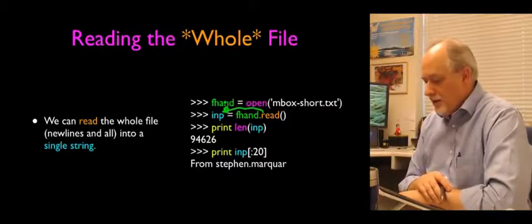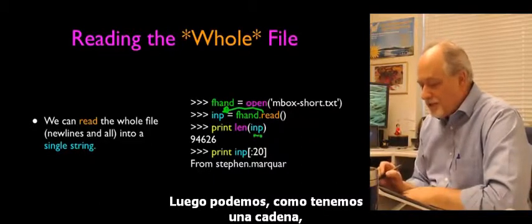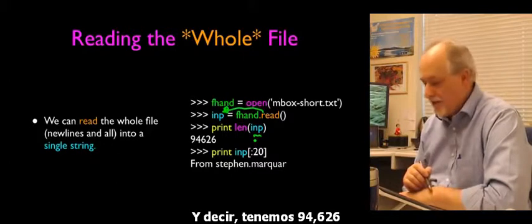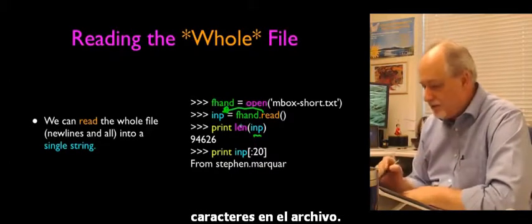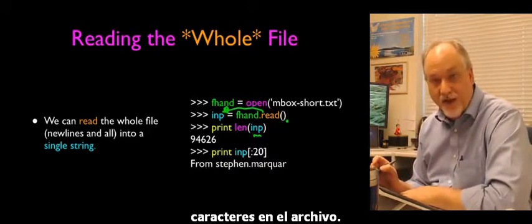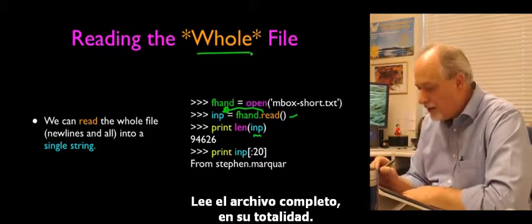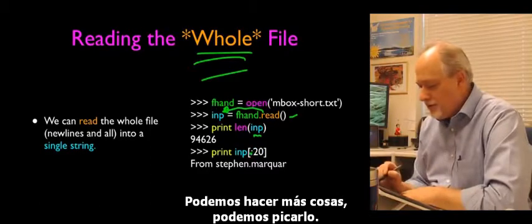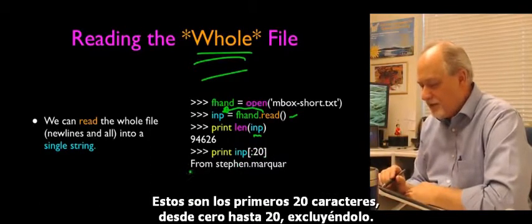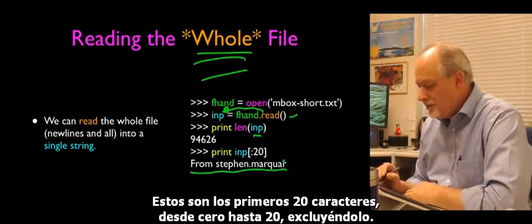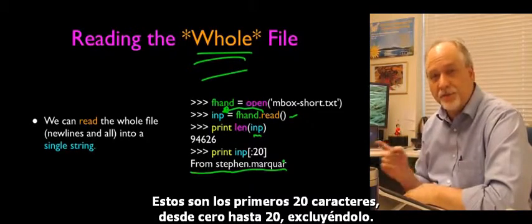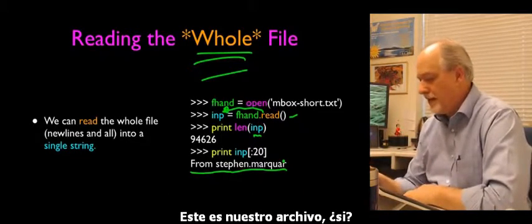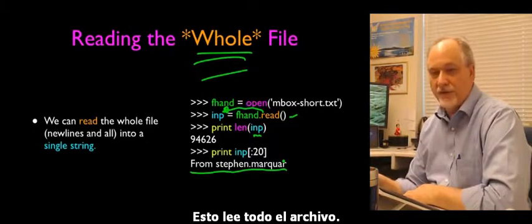That's quite nice. Because imp is a string at this point, we can just print the length of it. And we can say, oh, there's 94,626 characters that came from that file. It reads the whole file. We can also do things like slice it now. So this is the first 20 characters, from 0 up to, but not including, 20. So this is our file. Okay? So that's reading through the whole file.